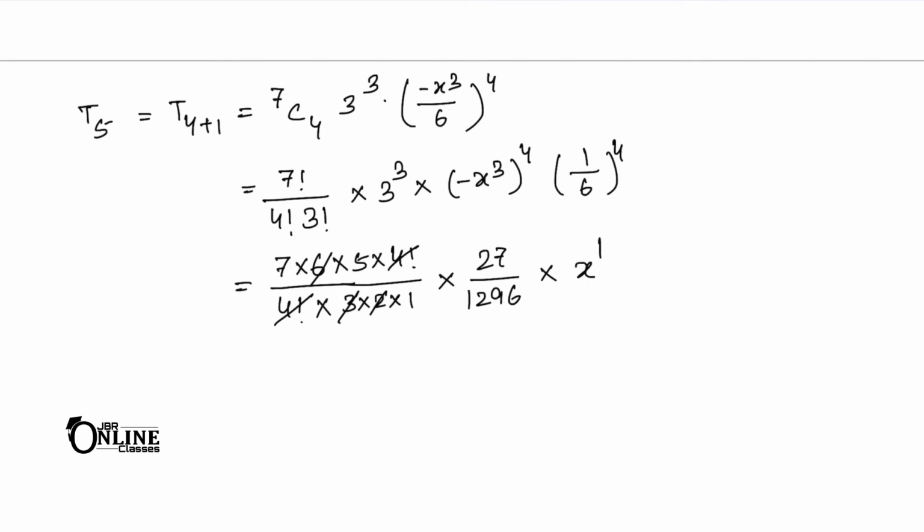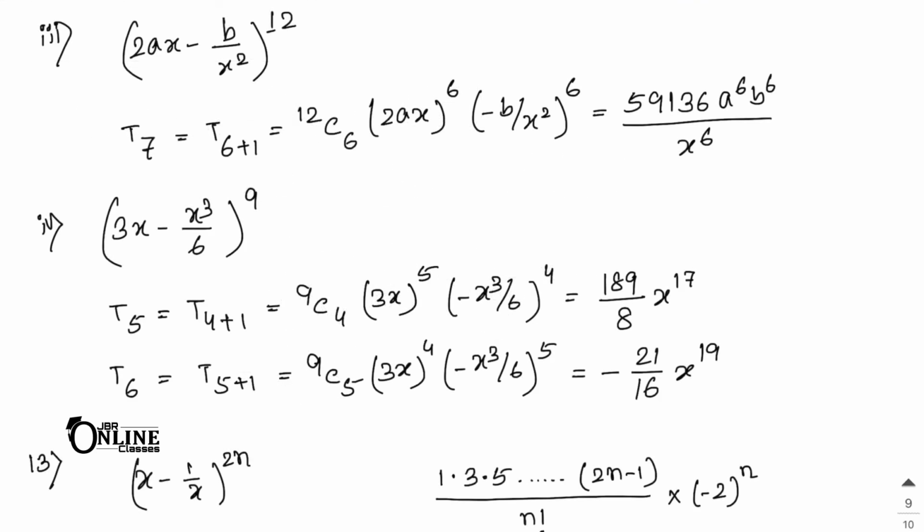And that one will be x to the power 12. Now you have 1296, so if you divide 1296 by 27, it becomes 48. So the upper one will be 35, then 48, and x to the power 12 as your answer.